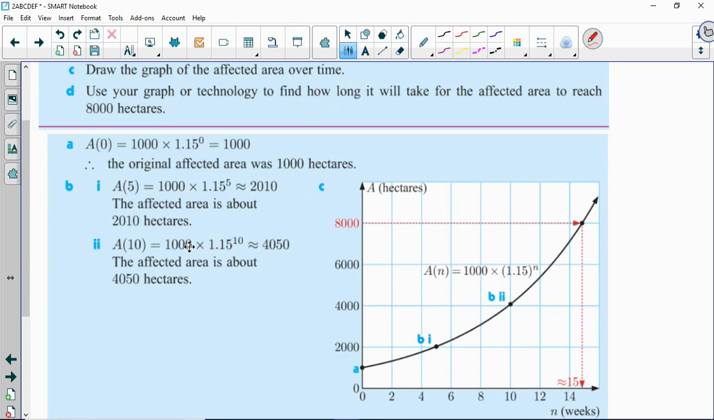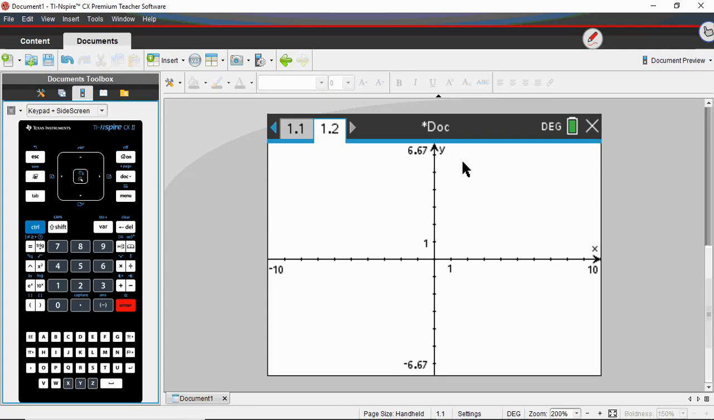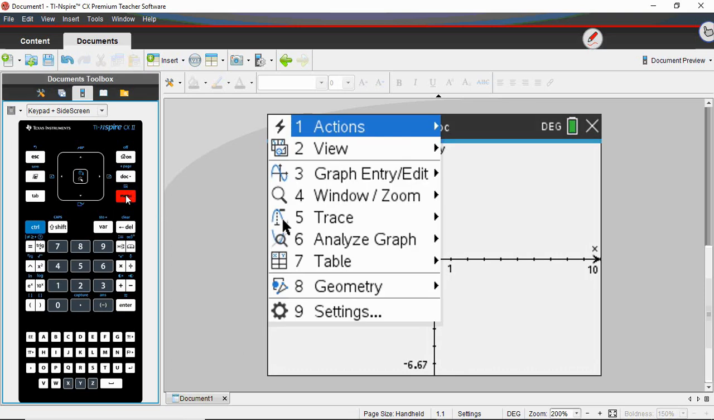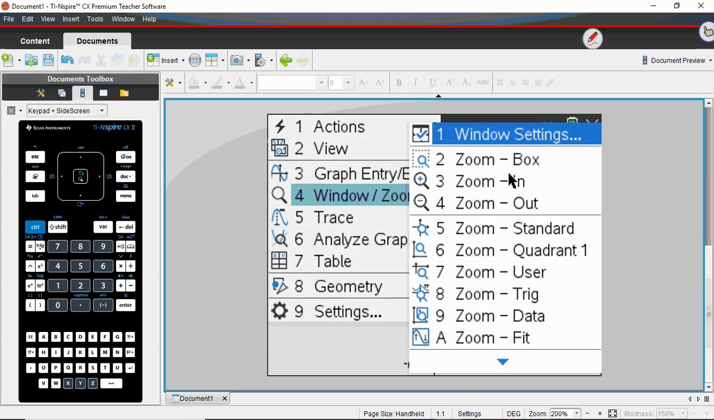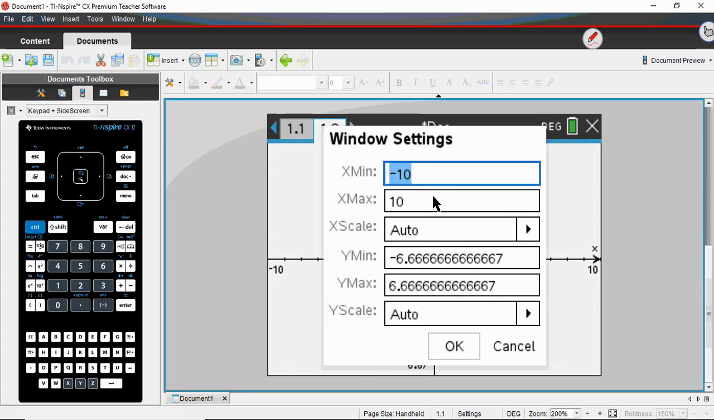part B. And then part D, use your graph or technology to find out how long it'll take for the affected area to reach 8,000 hectares. So here we have kind of an estimate from the graph, but I think we'd want to use a calculator for this probably. So we're going to graph it, and obviously nothing's going to show up on screen because my window is terrible. I want to see up until at least 8,000 on the y-axis.